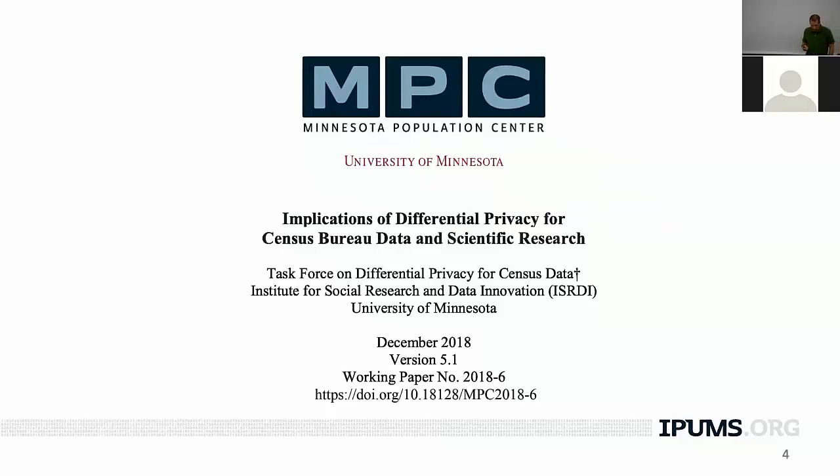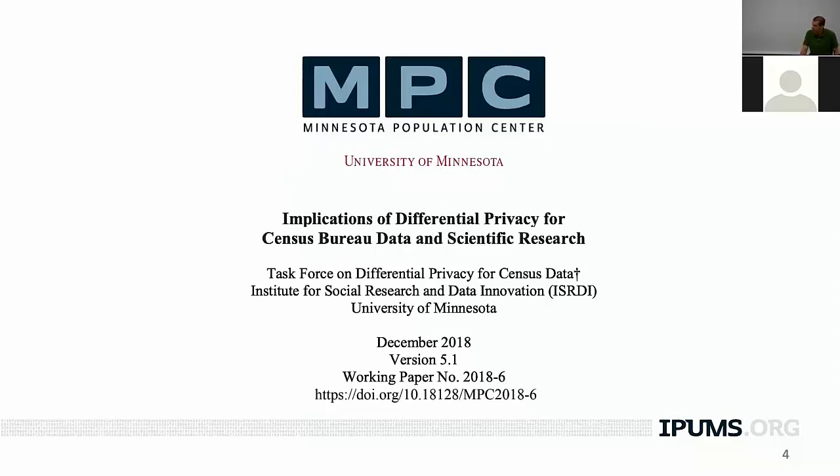Shortly after John published those blog posts, Steve Ruggles, director of IPUMS and ISRDI, started really looking into the impact that differential privacy may have, particularly on the release of microdata, whether or not microdata releases could even continue under differential privacy. Could they implement it for the American Community Survey? Could they implement it for the Decennial Census? That resulted in a December 2018 white paper laying out the implications that differential privacy may have for Census Bureau data and scientific research, and really arguing that this had the potential to stop social science research in its tracks in the U.S.